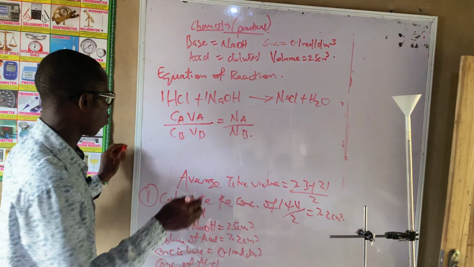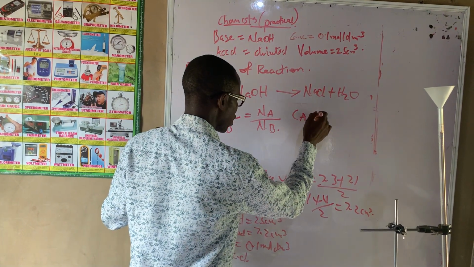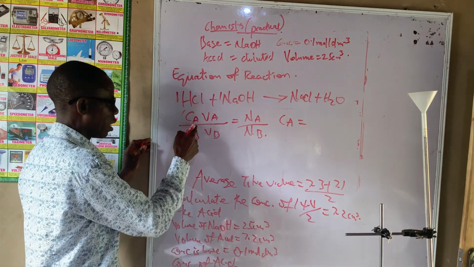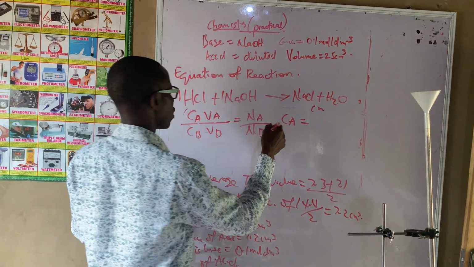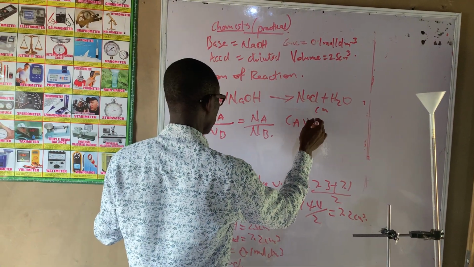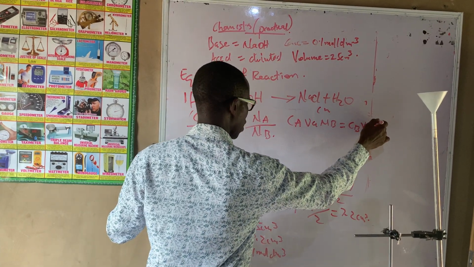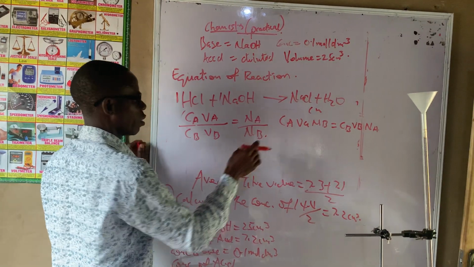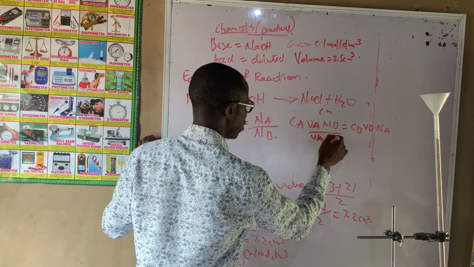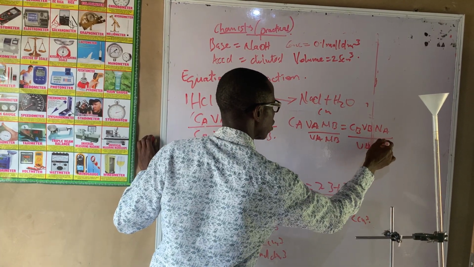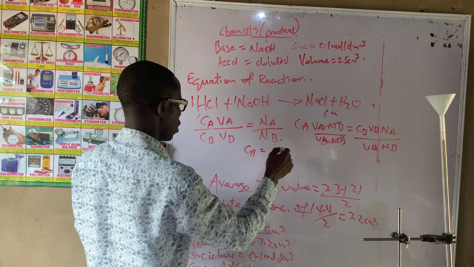So what are you looking for here? We're looking for the concentration of the acid. So having done your cross multiplication, you make Ca the subject of the formula. So cross and multiply. You are going to get CaVaNb equals CbVbNa. So this will come in now. Volume of acid, number of base. Volume of acid, number of base. So this cancels. So Ca is now equal to, what's the concentration of base there?